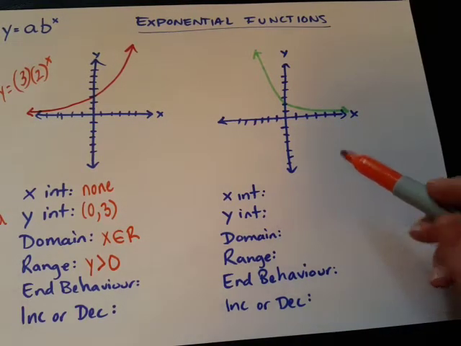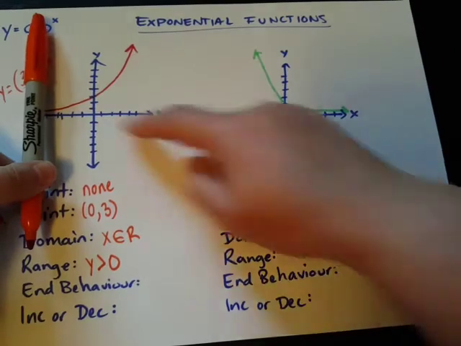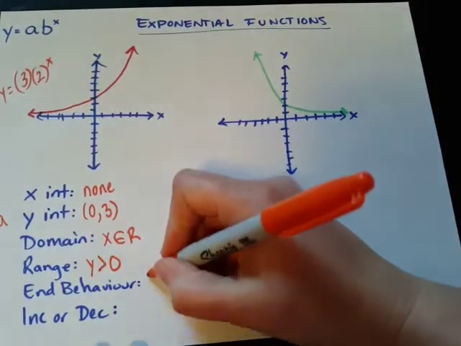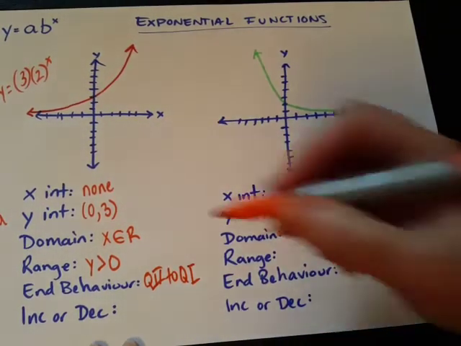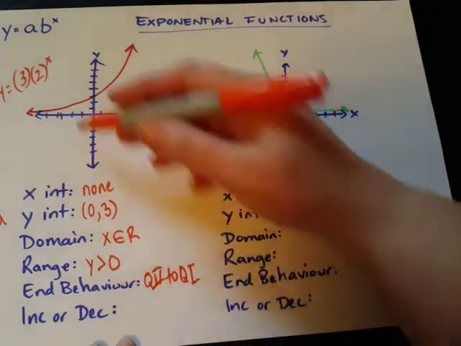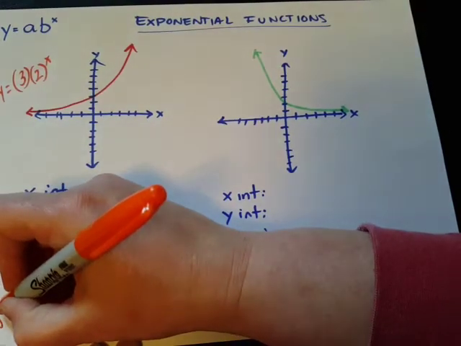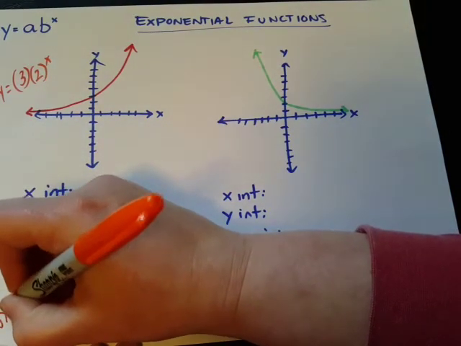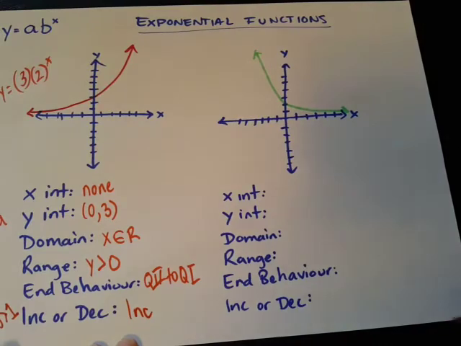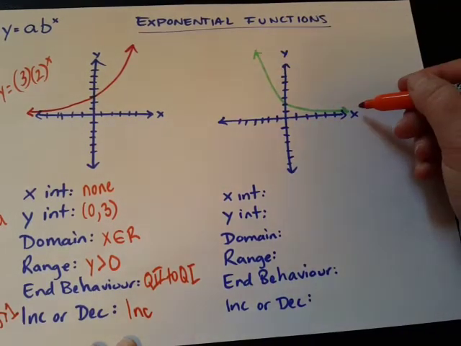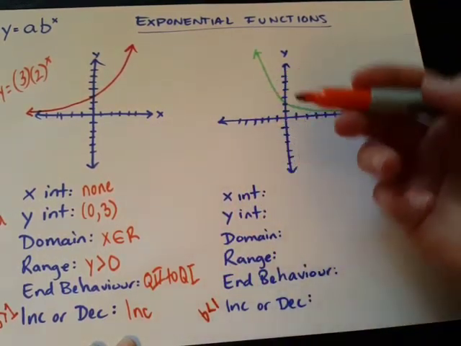So for end behavior, we're going from quadrant 2 to quadrant 1 as we're swiping from left to right. We meet it here in quadrant 2, and we leave it in quadrant 1. And if it's increasing or decreasing, again, we can look to the base. So if the base is greater than 1, then we would say that it's increasing. In this case here, where we're looking at this kind of coming down, we must have a base that's less than 1.